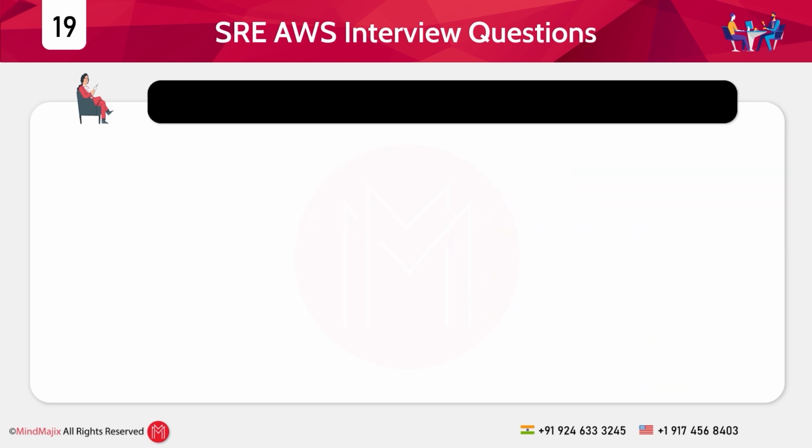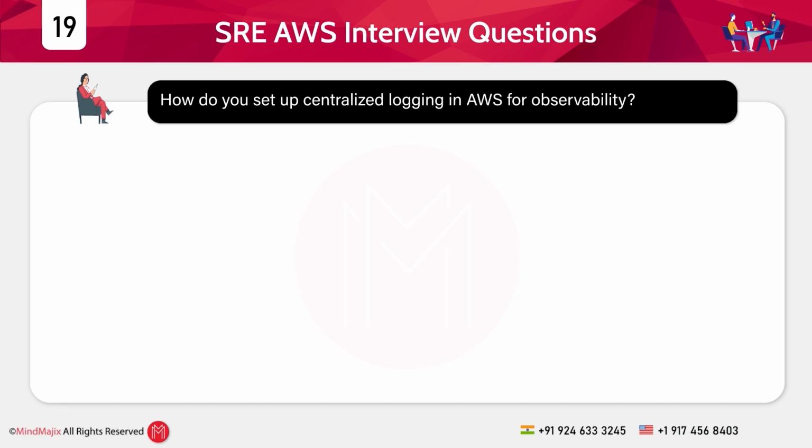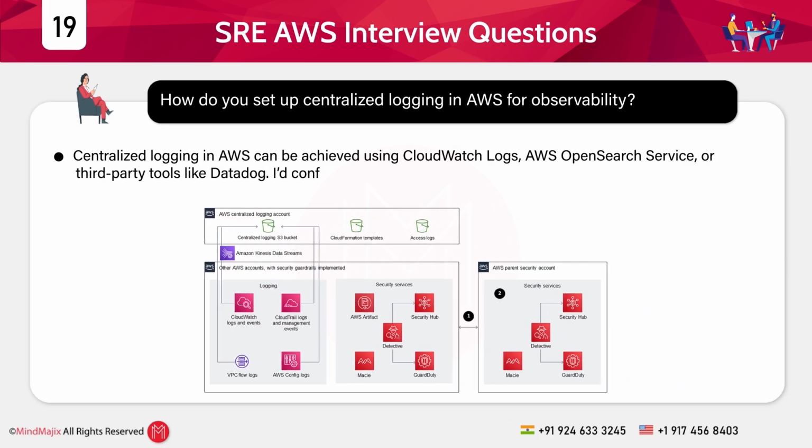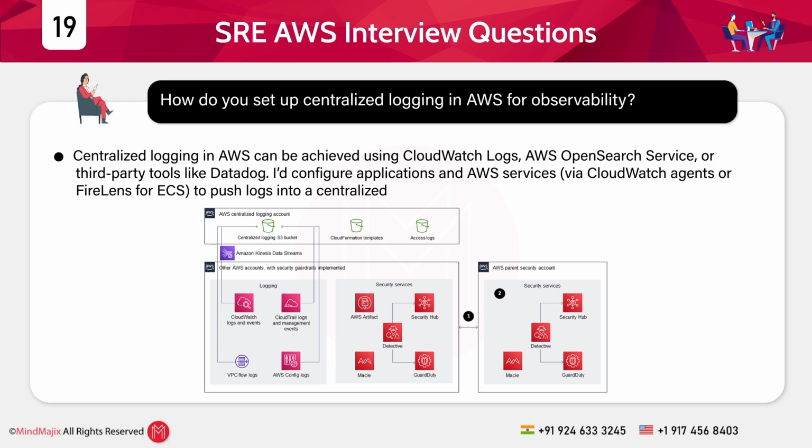The next question is, how would you set up centralized logging in AWS for observability? So centralized logging in AWS can be achieved using CloudWatch Logs, Amazon OpenSearch Service, or third-party tools like Datadog. You can configure applications and services to push the logs into a centralized log group. Logs would be tagged by service, environment, and application to make searching easier.